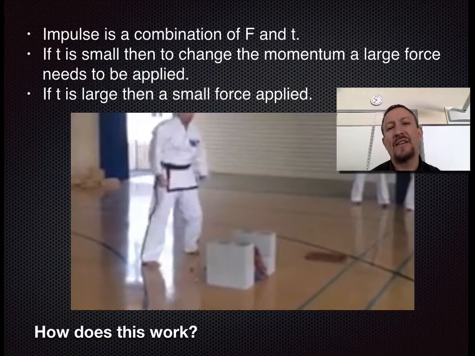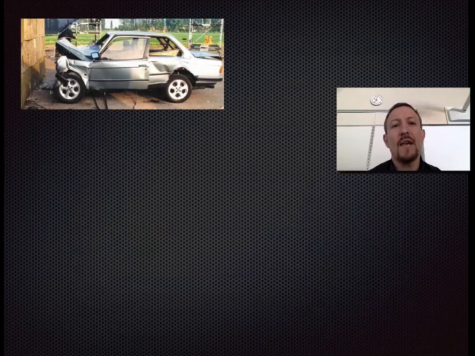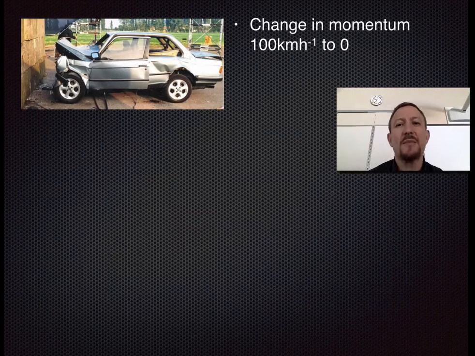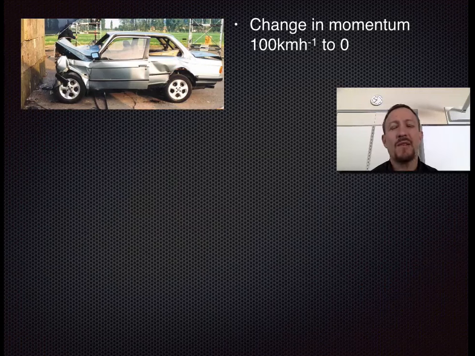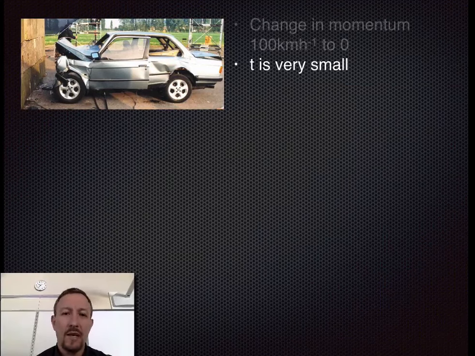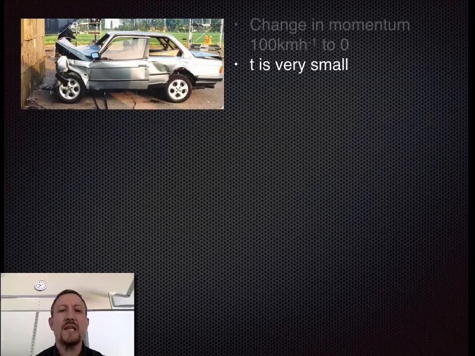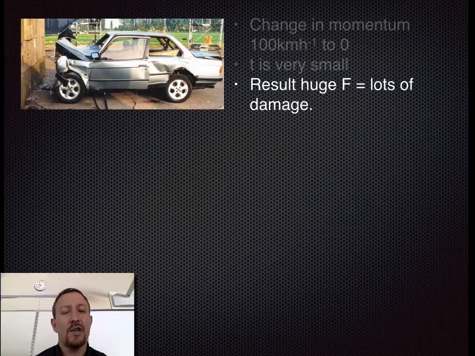Let's try and look at it in a different manner where it's a little simpler to deal with. So here we've got a car which has crashed into a brick wall. Now the momentum in this case, I just made up these figures, but we're changing the momentum from 100 kilometers per hour to 0. Now this happens when it hits a brick wall incredibly quickly. The result is you can see the damage which is done to the car. A huge amount of force has been applied onto that car, and as a result you can see the damage which has been generated.